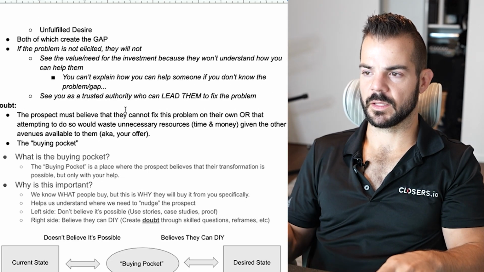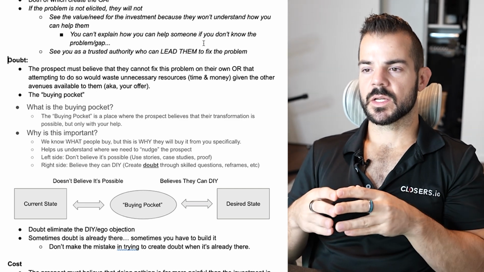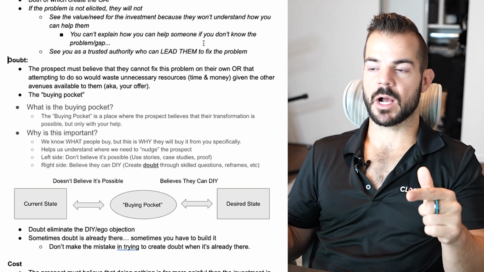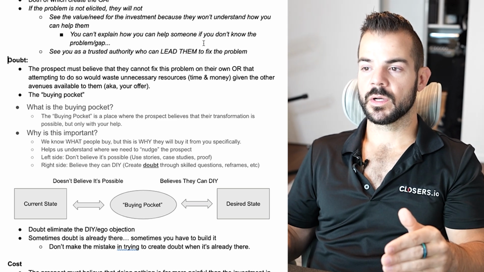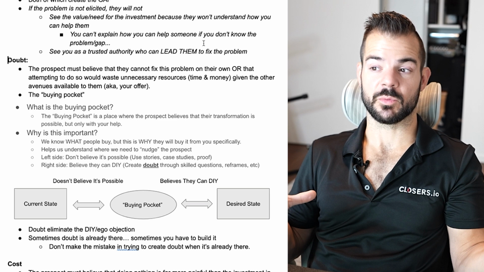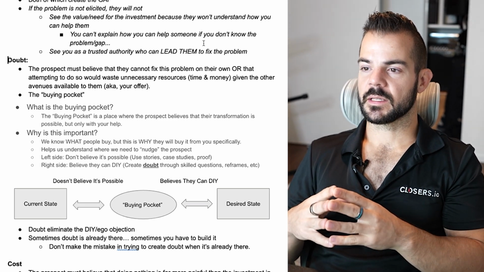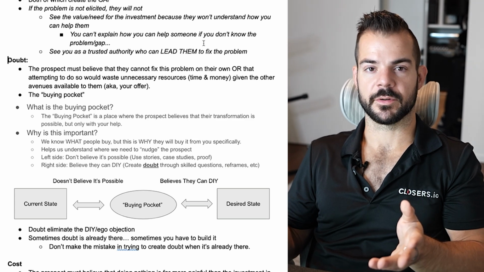Okay, let's zoom in slightly. Number 2 is doubt. So doubt is what it sounds like. The prospect must believe they cannot fix the problem on their own, or attempting to do so would just waste unnecessary resources in the form of time, money, energy, reputation, etc., given the other options that are available, right?